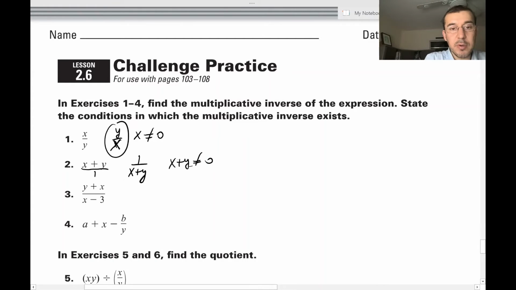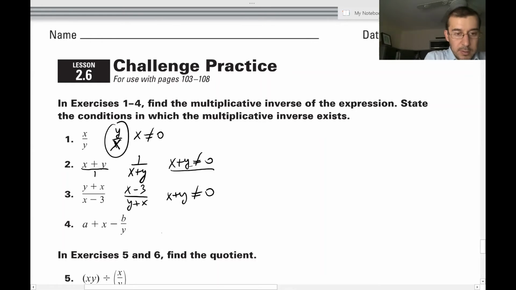Also, they cannot be both 0 at the same time. Number 3, the multiplicative inverse would be, these would switch places, x minus 3 over y plus x, and the same thing here as here, x plus y or y plus x cannot equal 0, so they cannot be opposites or both equal to 0 at the same time.